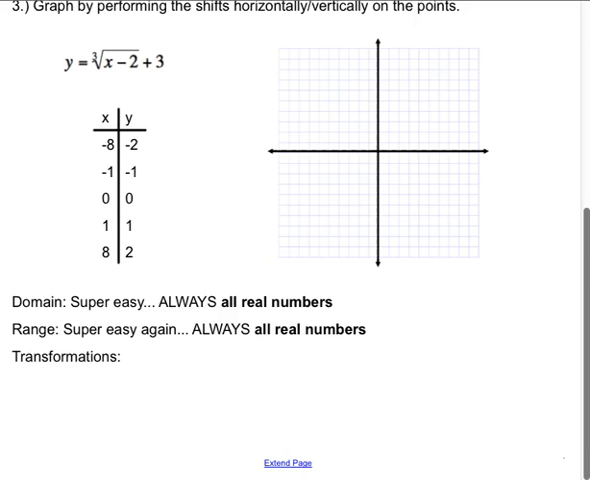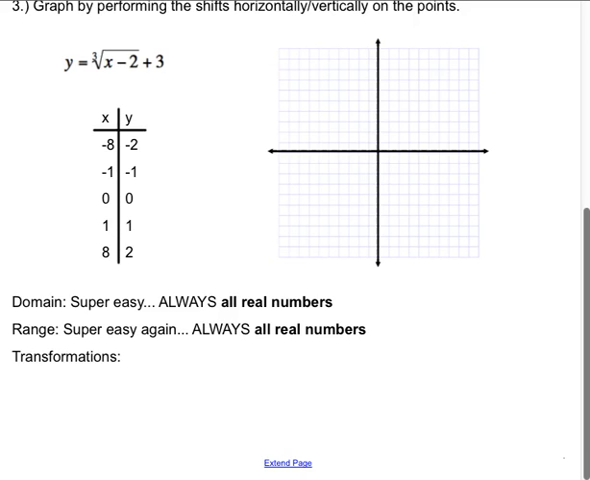I use an x of -8 because I know the cube root of -8 is -2. I use an x of -1, again, because I know its cube root is -1. I use 0 because I know that its cube root is 0. And then I use 1 because I know its cube root is 1, 8 because its cube root is 2. So basically my goal is using nice cube roots to construct this table, just like yesterday I used nice square roots to construct that table.